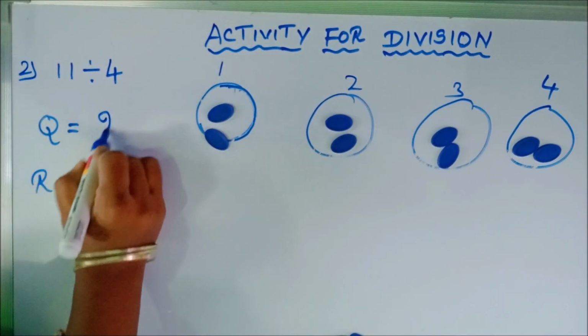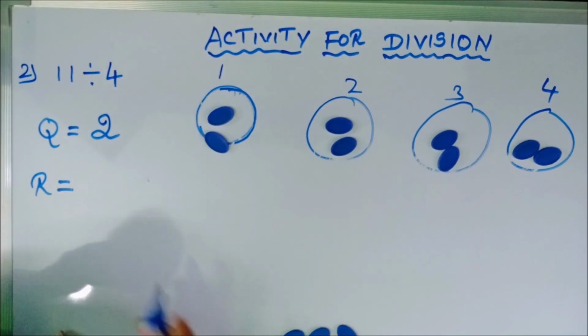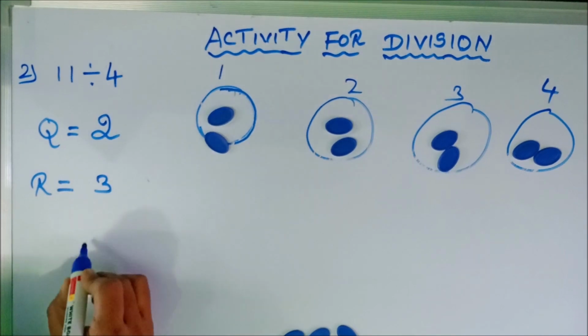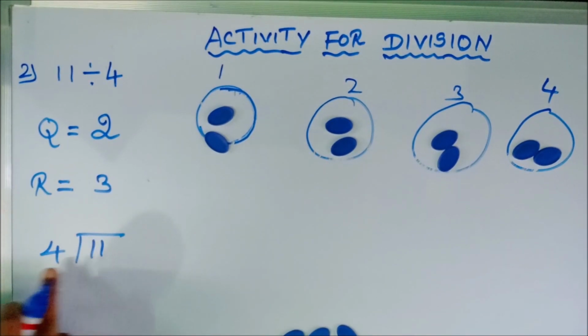So our quotient is 2, and for the remainder you have to count the remaining pieces. How many pieces are remaining? 3. So our remainder is 3. Let us check whether our activity is right or not. So you have to divide 11 by 4.